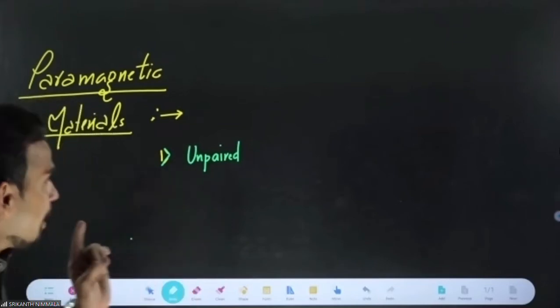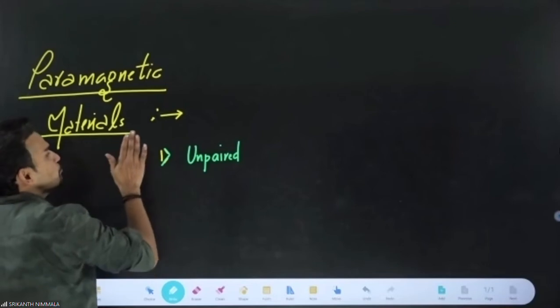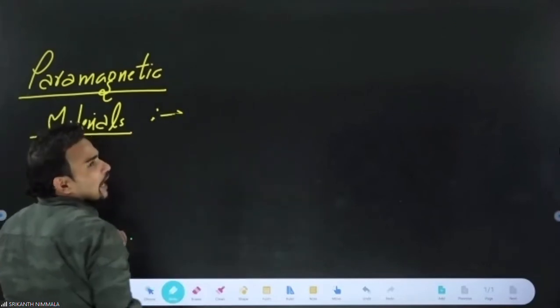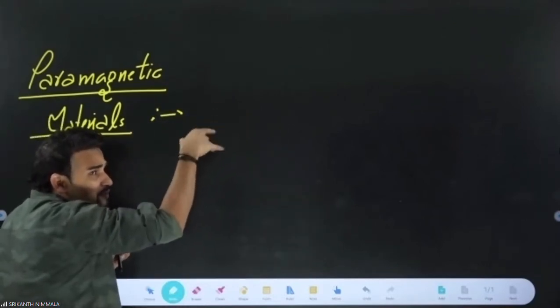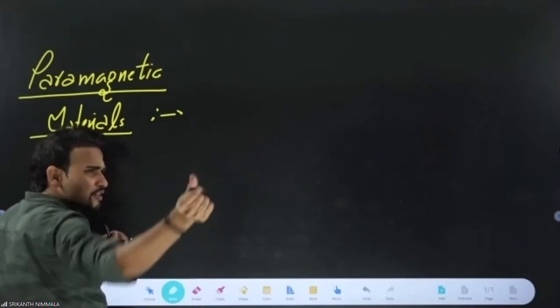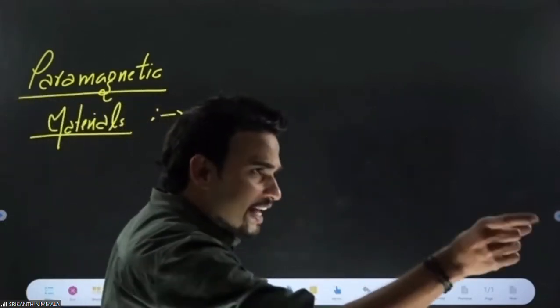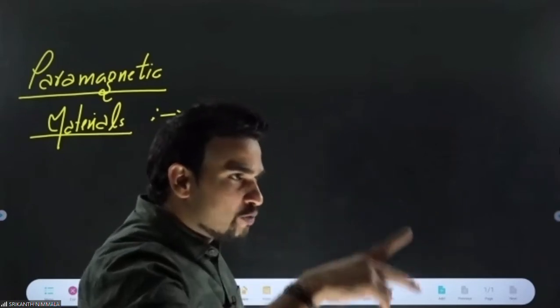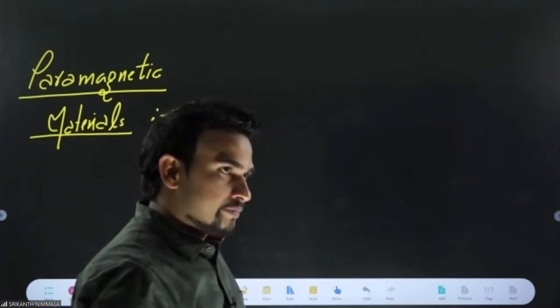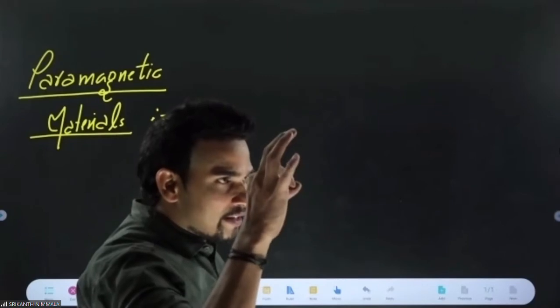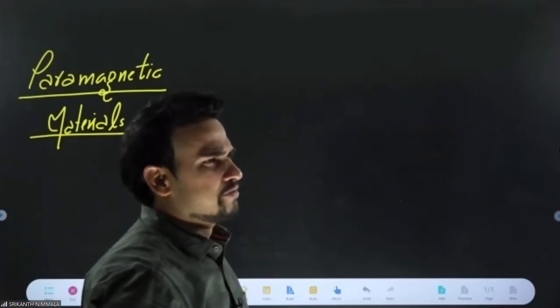Now I'm going to do the same thing again in terms of mu and xi. I think you can do it by yourself first. Do each and every point. B net is greater than B vacuum, that is the first step. That means mu will be greater than mu naught, which means mu r will be greater than 1, which means xi will be greater than 0. Means positive.